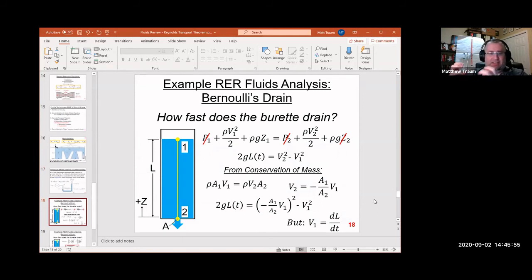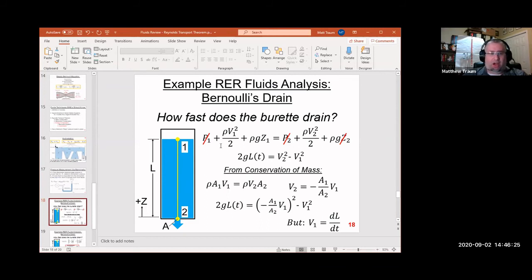Even though you don't have the burettes and the stopcocks in hand yet, you can already start thinking about the types of analysis that you want to do for the 3 fluids analyses, the 3 dynamics analyses, the 3 Mech 1 analyses, and the 3 DML analyses. The one that I think is super interesting, because we can actually run the experiment and you can compare your model to the experiment, is to ask the question, how fast does the burette drain?